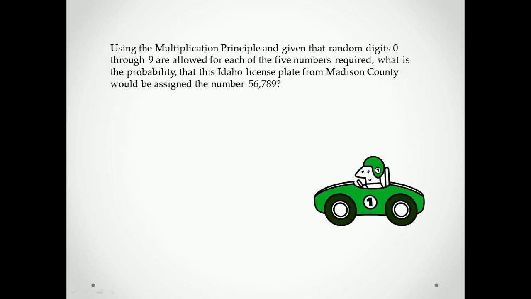So let's look back at our question about our license plate here. What I want you to think about is how many processes do we have, and then how many possible outcomes do we have for each process? And then you're just going to multiply the number of possible outcomes for each process. Just multiply those all together.